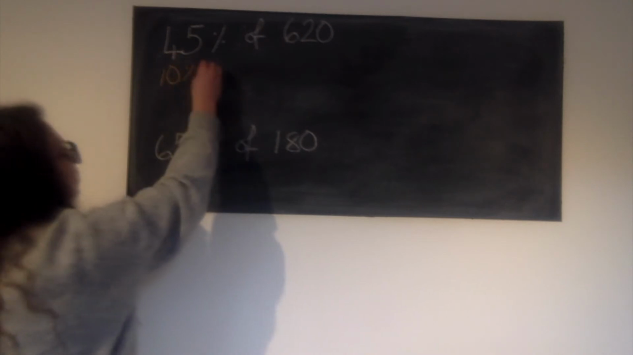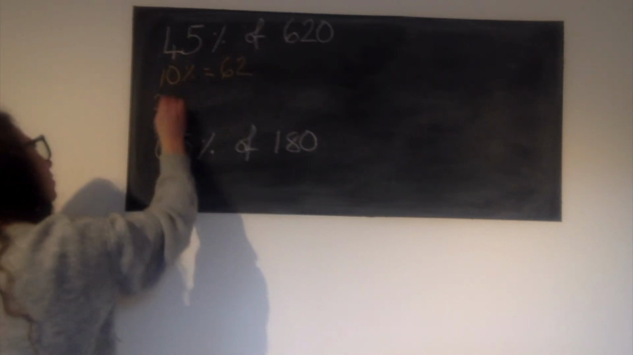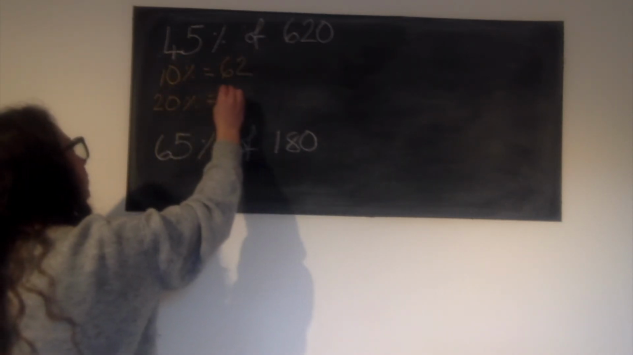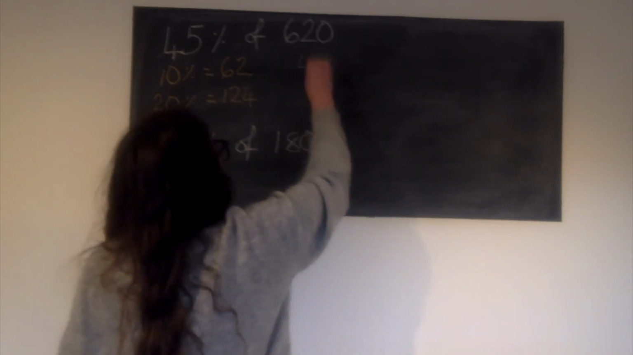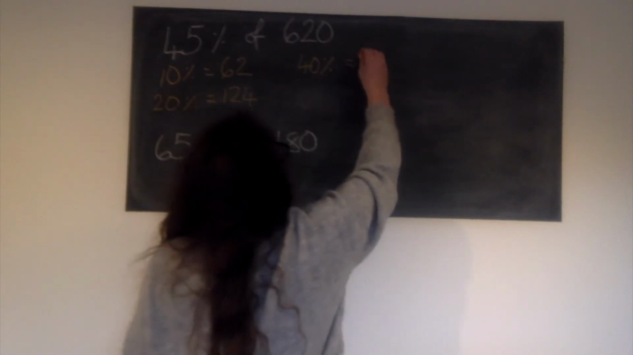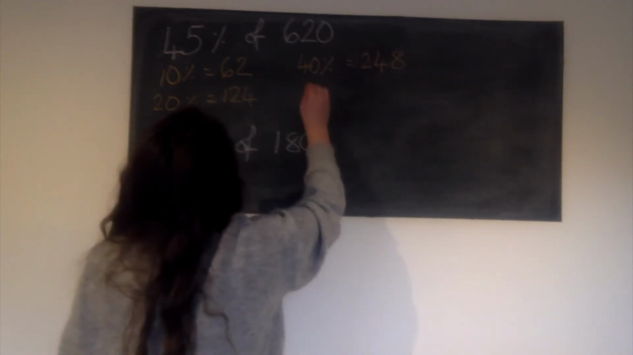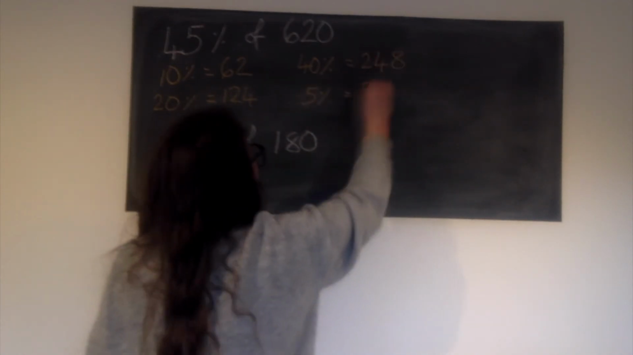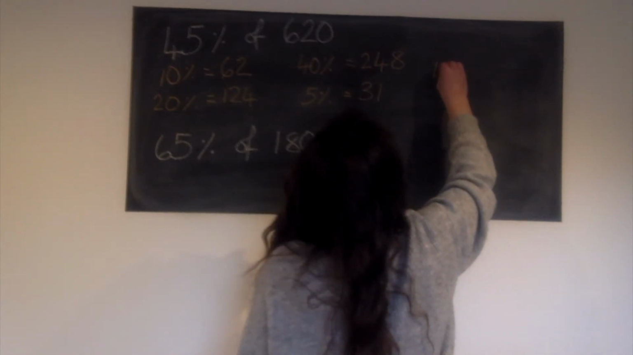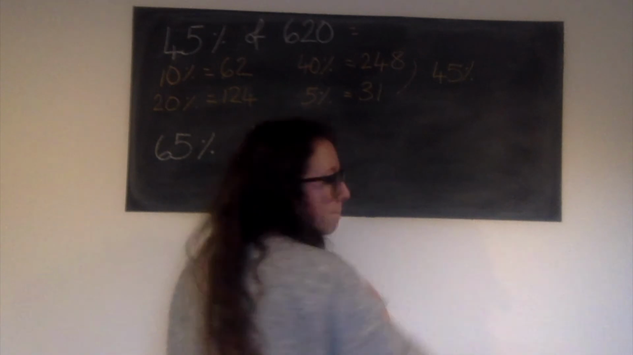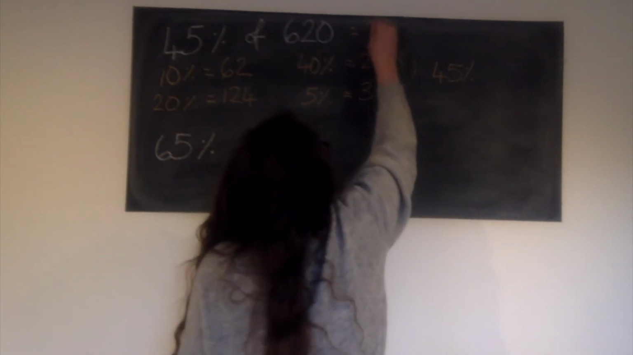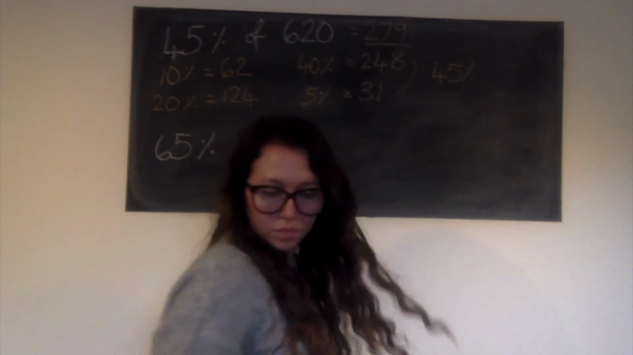So let's go through these answers. To find 45%, I started off with 10%, so dividing it by 10, which gave us 62. Then double that to find 20% is 124. Double it again and we get 40%, so that gives us 248. I now need 5%, so I can halve my 10%, which is 31. And then be careful of what I add, so the 40 and the 5, which gives us 279. Well done if you got that.